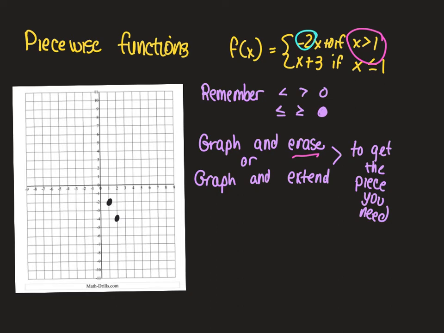And this very first one is going to end up being an open dot. So I'm going to erase where I did a closed dot, and I'm going to do an open dot. And then I'm going to do a couple more dots so that I can do my line with my arrow. So even though this line keeps going, I don't want that part of the line. I only want the line where x's are greater than 1.